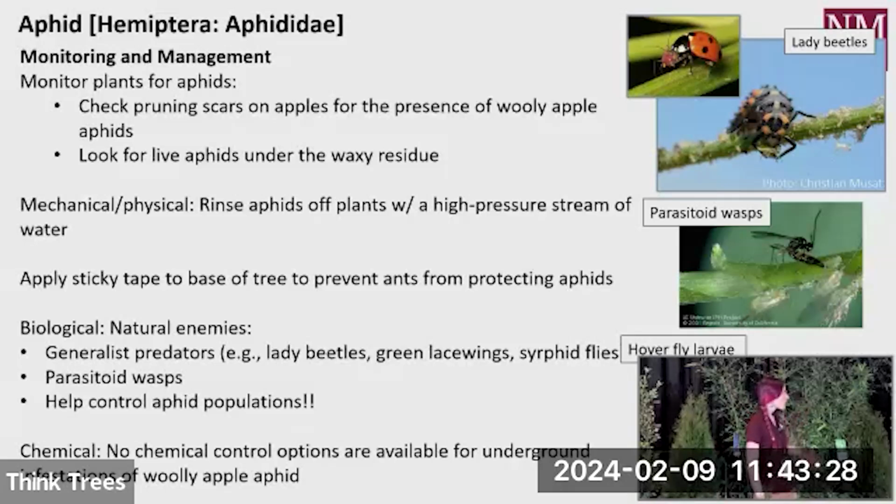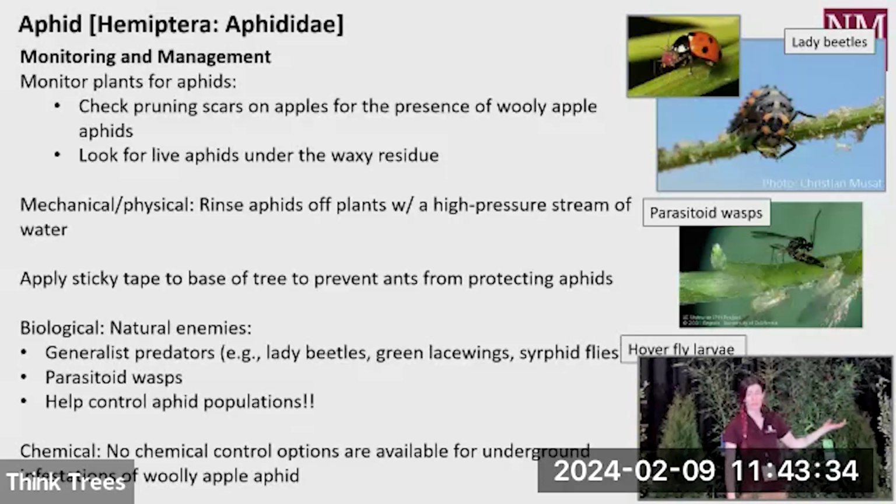So monitoring for them, checking for them. You can remove them physically with streams of water. You can apply sticky traps to prevent ants from feeding and tending and protecting them. And this is key for biological control, because if there's ants protecting aphids, they're not going to be as effective, right? Those lacewings, those lady beetles. So making sure that you keep the ants away from protecting them too.